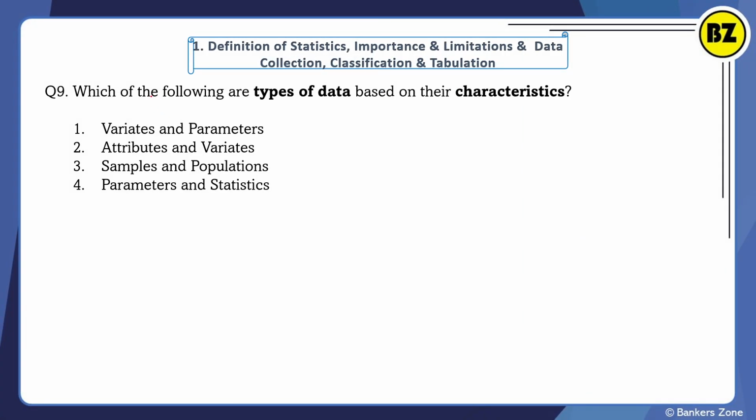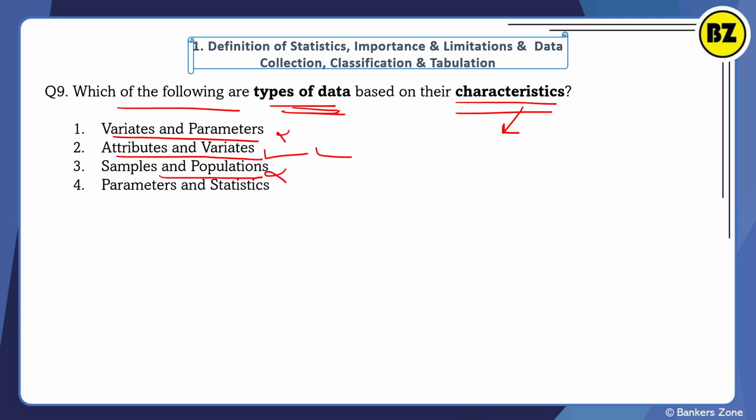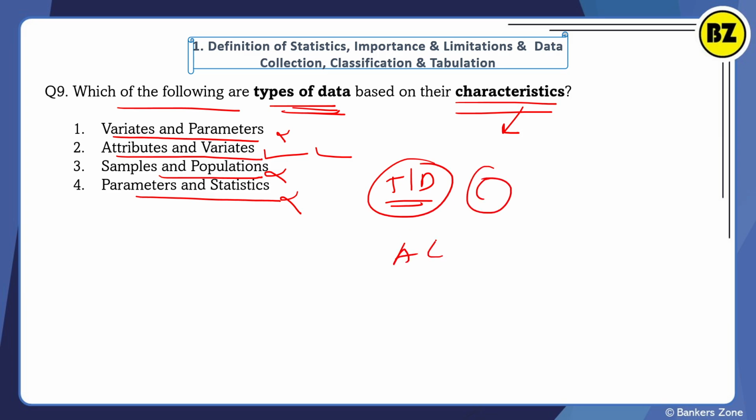Next question: which of the following are types of data based on their characteristics? So we have to find the types of the data. For the ninth question, the types of data based on characteristics: attributes and variates is the correct option. Sample and population are not types. Parameter and statistic are not types. We are talking about the types of data based on the characteristics. So attributes and variates.